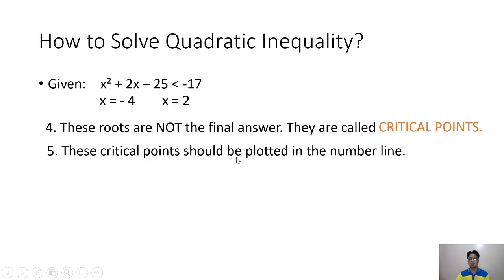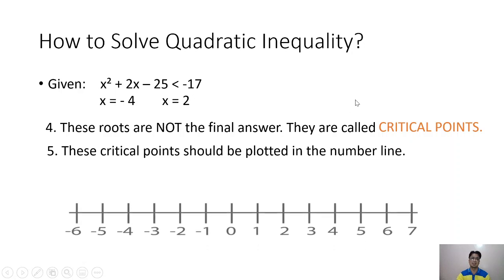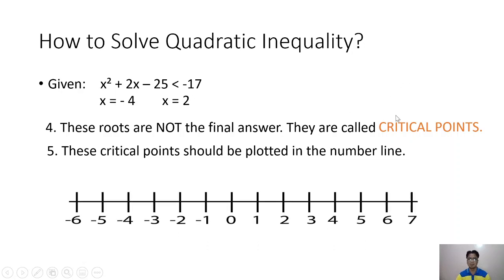This critical point should be plotted in the number line. Pakita siguro natin. Again, this is the number line. And we have here now negative 4 and 2. Ang ating inequality symbol ay less than. So, ito po yung ating negative 4. At ayun yung ating positive 2.